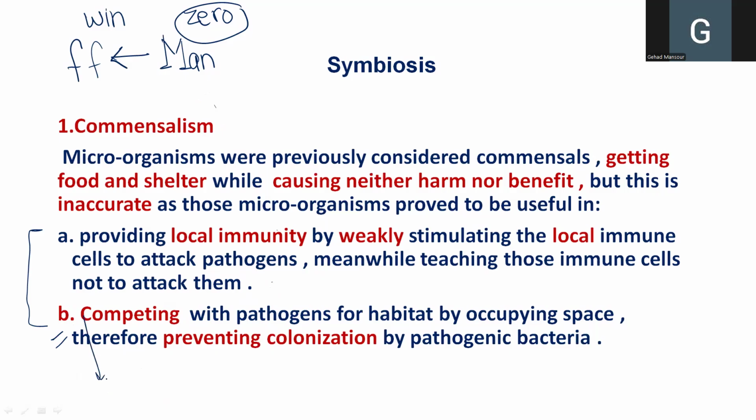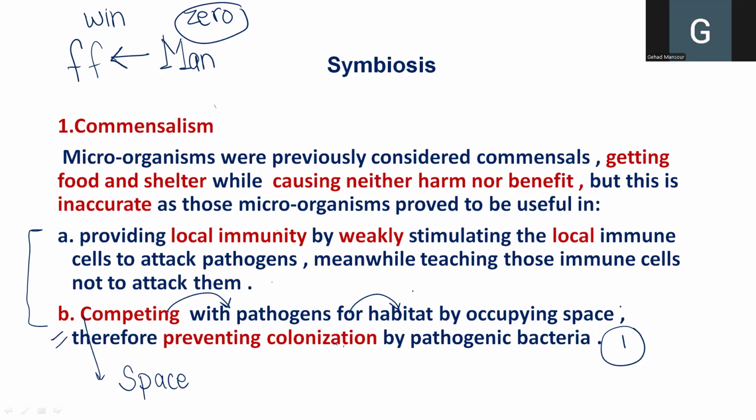When they occupy space, then they divide and fill in the space. So they compete with pathogens for what? For habitat and, of course, for food by occupying space. And therefore, when the friendly flora increase in number, they prevent colonization by pathogenic bacteria. And this is the benefit that is easy to remember by all of us.